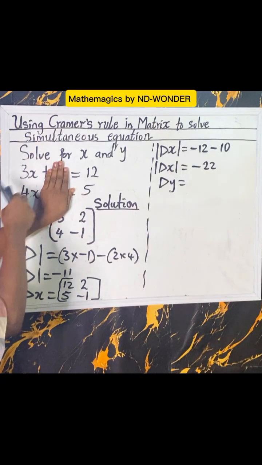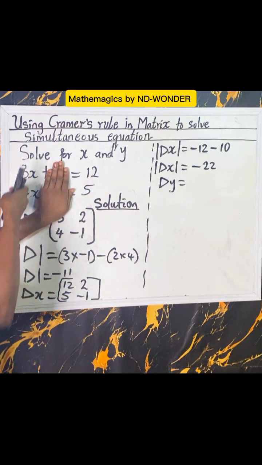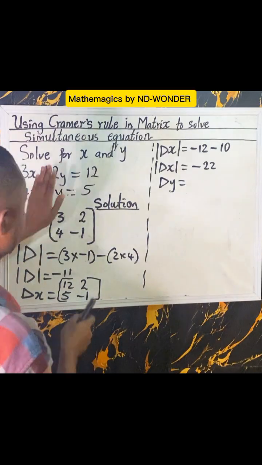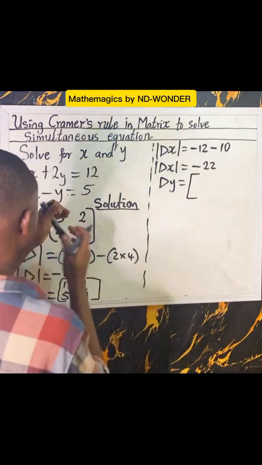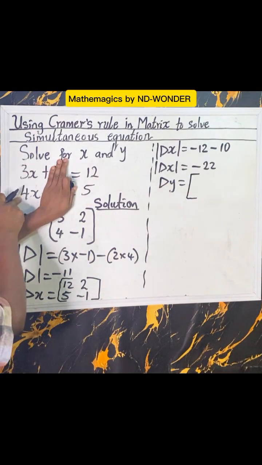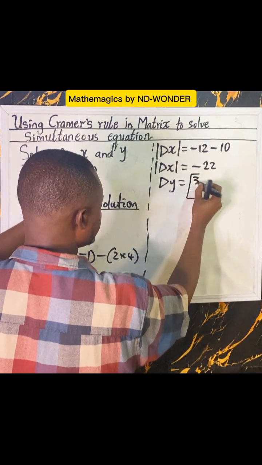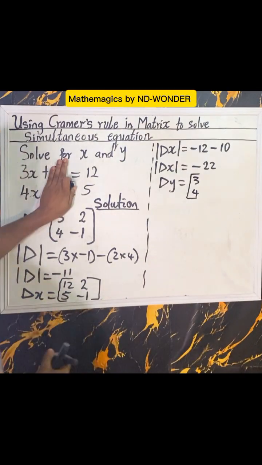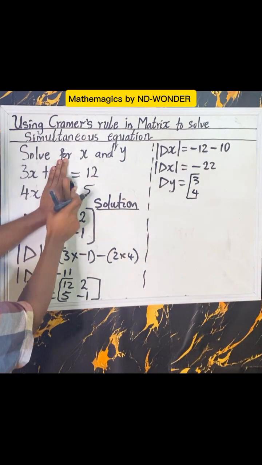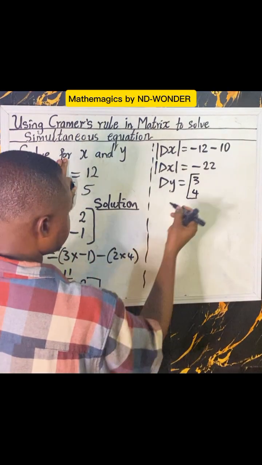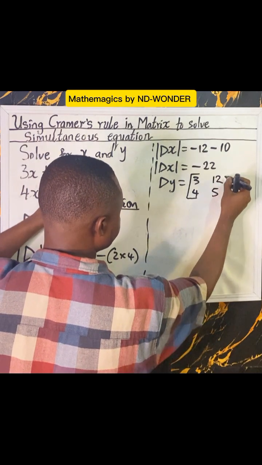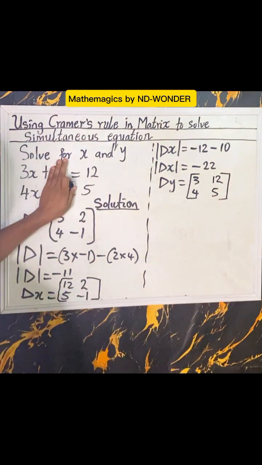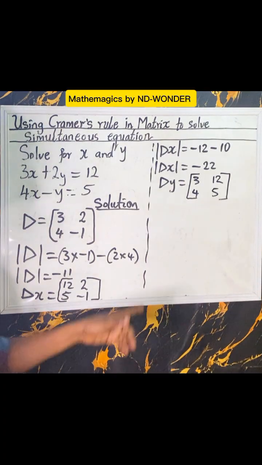Then what can we see here? 3, 4, 12, and 5. Of course, 3 and 4 come first, so we input it into the value. This becomes 3 and that of 4. Then we have 12 and 5 in place of the y values. This is the change in y.